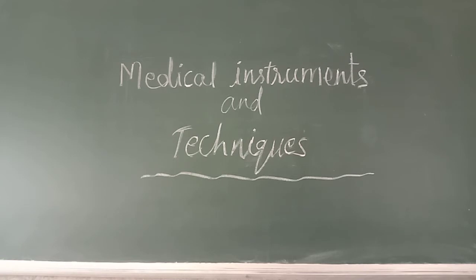Dear students, in the last class, we started the new chapter. In this chapter, we studied some important imaging instruments: EEG, electroencephalogram, then X-ray, ultrasound imaging, and CT scanning, computed tomography scanning. These are the four imaging instruments we studied in the last class. The working mechanism and the clinical significance of all these four instruments we studied.